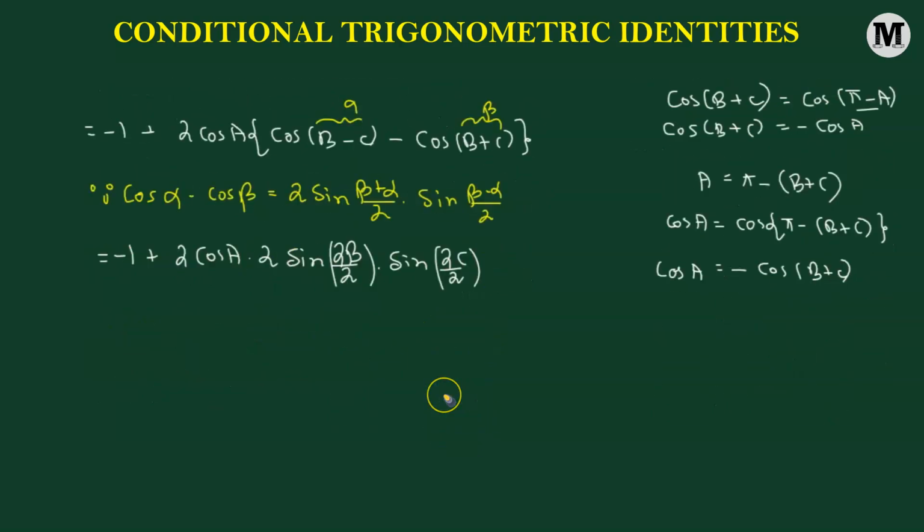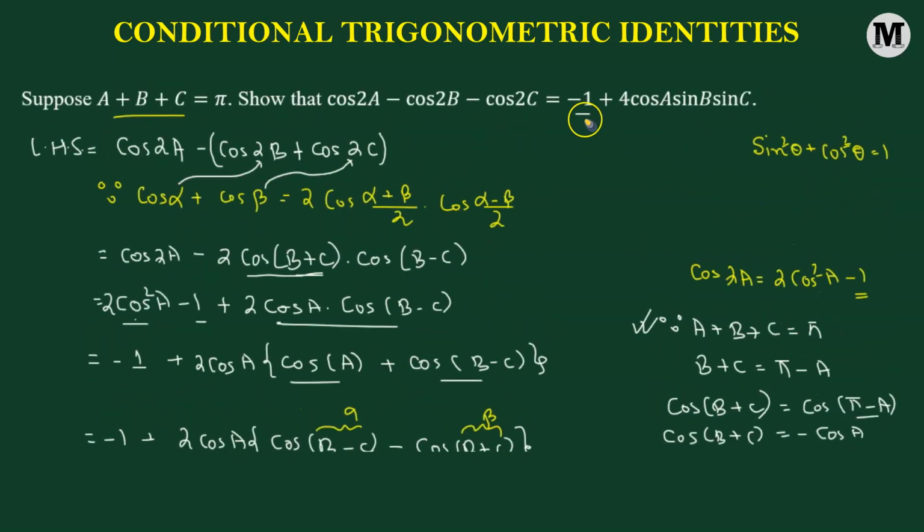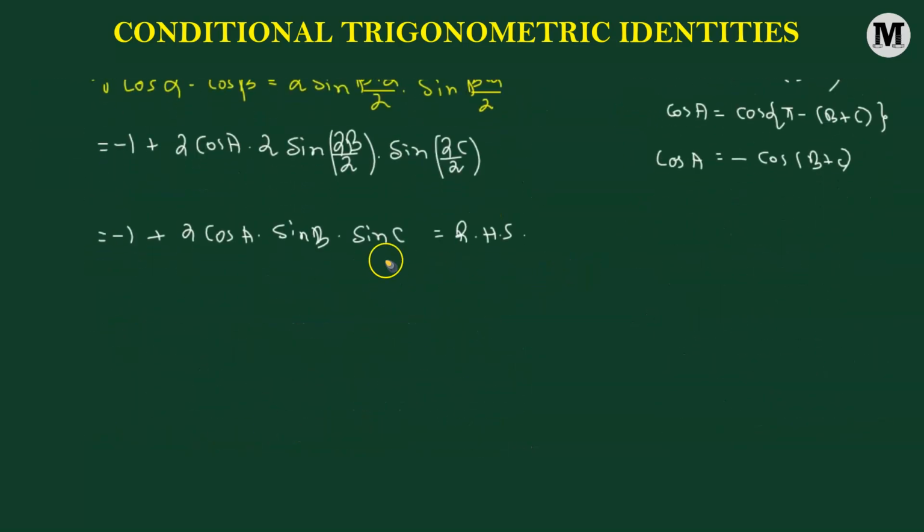Okay, so further simplification is now going to give us negative 1 added to 2 times cosine of the angle A multiplied to sine of the angle B multiplied to sine of the angle C, and this is exactly the expression on the right hand side. So let's verify that. So we have negative 1 added to 4 times cosine of A, sine of B, sine of C. The 4 is coming actually because I forgot to multiply this 2 with 2. So this is actually 4. This is not 2, but this is 4. So we have successfully showed that the left hand side equals the right hand side. Hence proved.